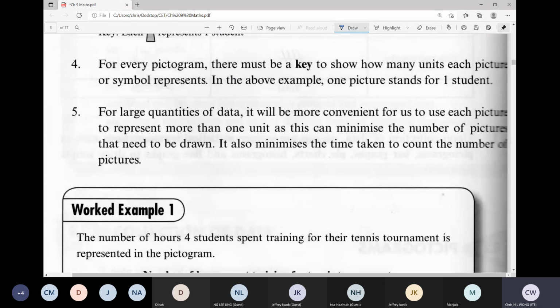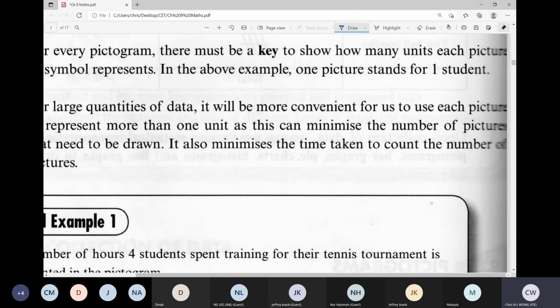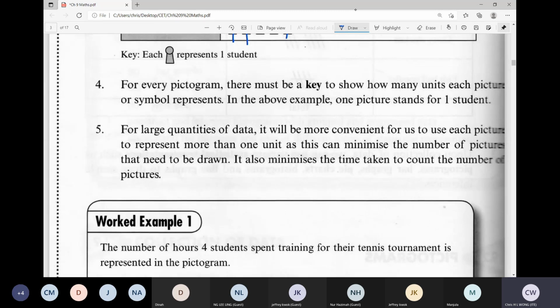For every pictogram, there must be a key. This is important here. The key will show you how many units each picture represents, not necessarily one. For a large quantity of data, it will be more convenient to use a picture to represent more than one unit.